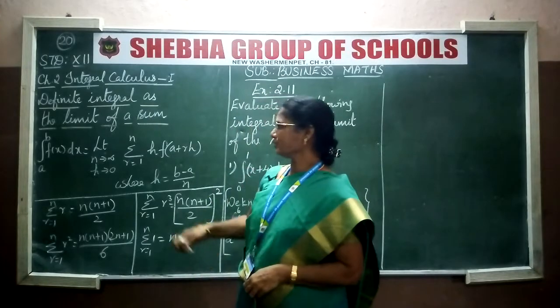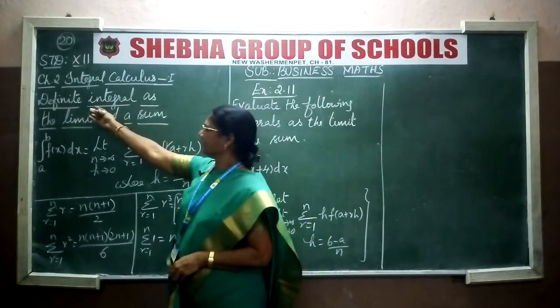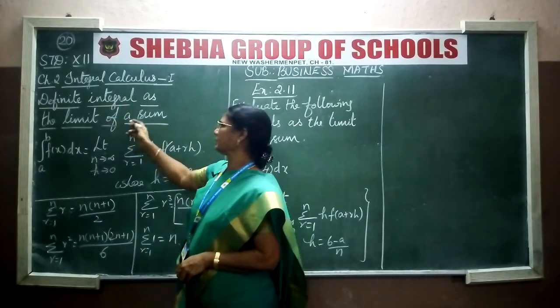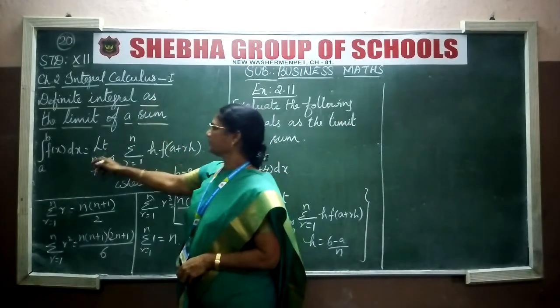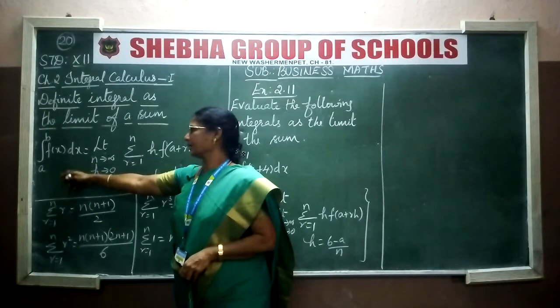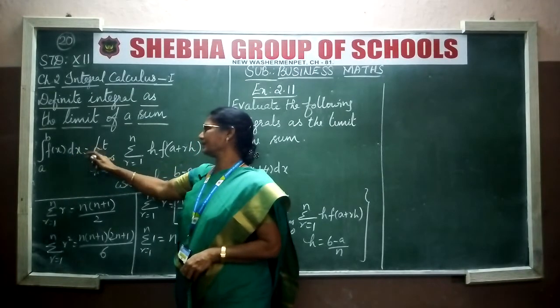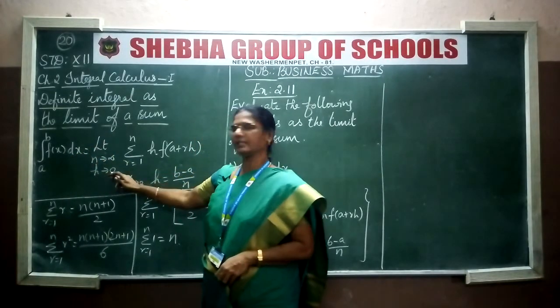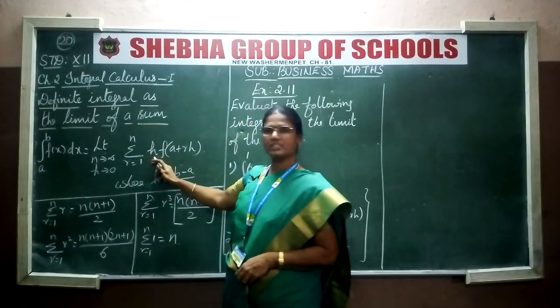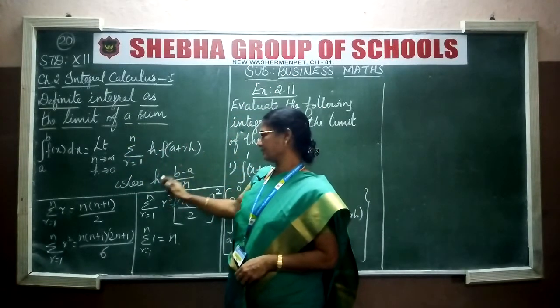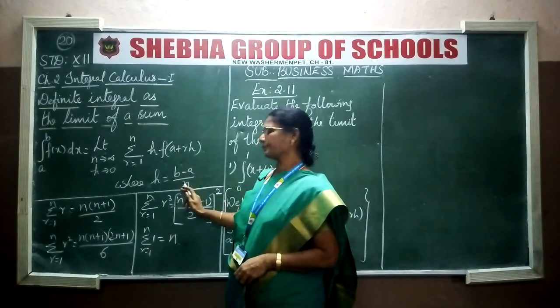Today let us continue the same heading, definite integral as the limit of a sum. This may be asked in the 5 mark questions and the formula is integral a to b f of x dx equal to limit n tends to infinity, h tends to 0, sigma r equal to 1 to n, h into f of a plus rh, where h is b minus a by n.